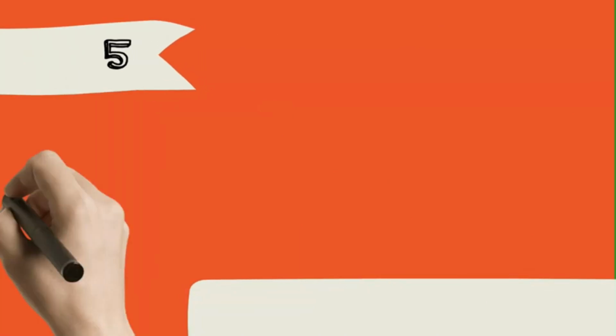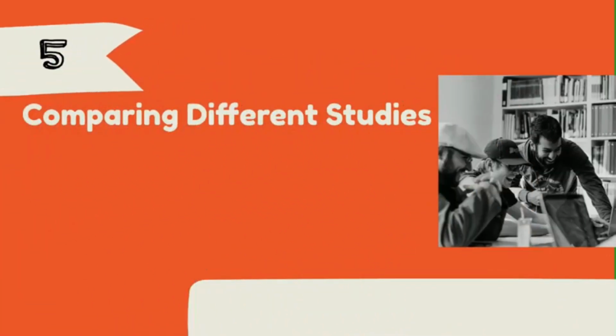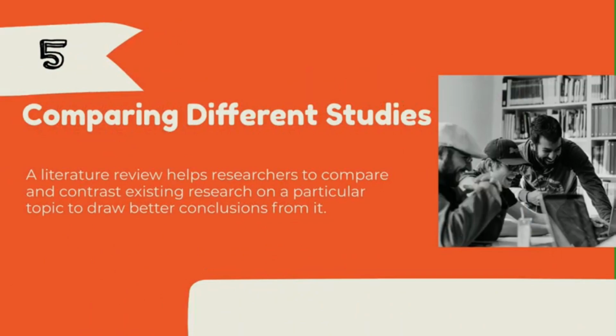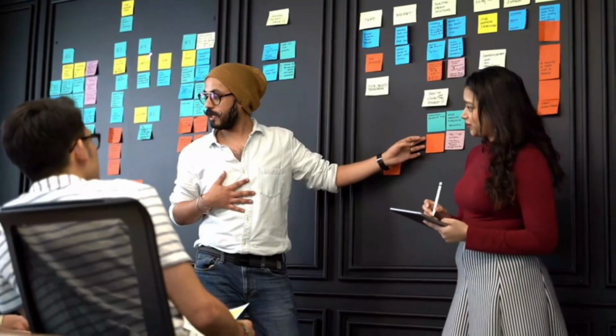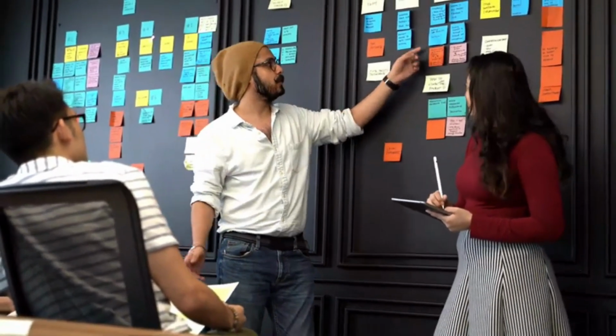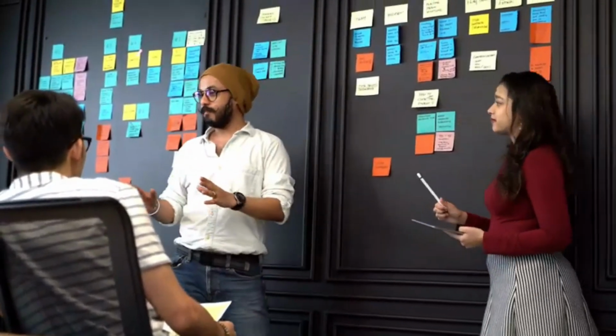5. Literature review helps comparing different studies. A literature review helps researchers to compare and contrast existing research on a particular topic to draw better conclusions from it. It also shows how different studies are related and explains why some questions have received more attention than others.